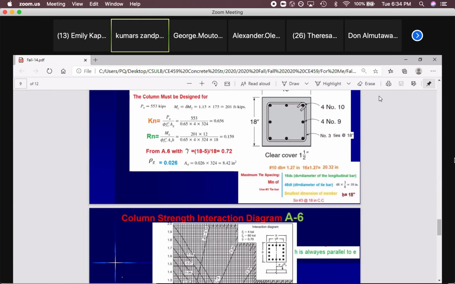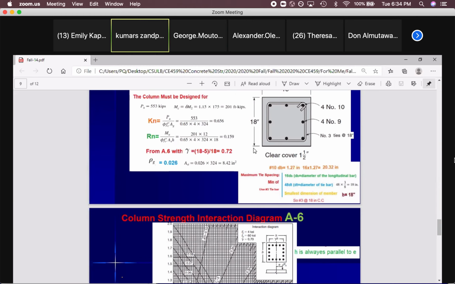Do it this time. For the third exam, I want you to send me all the homeworks that you did by yourself. Please do it. Yes, what's the question? So in this example, we were just verifying the design column can hold the dead load and live load given.